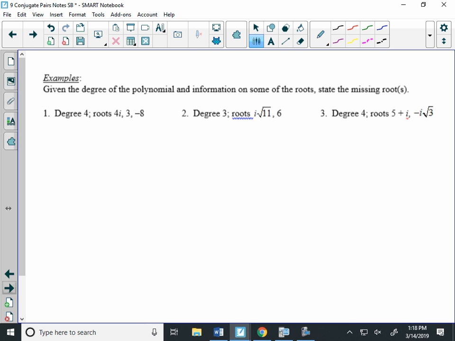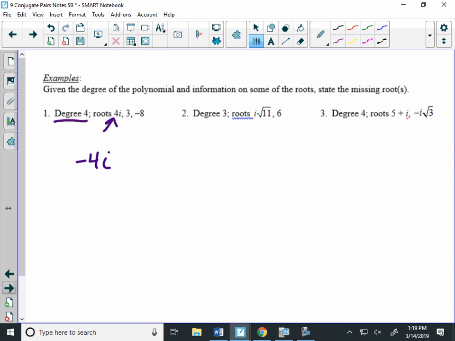So for example, if I have a polynomial of 4th degree, and I know that it has the roots positive 4i, 3, and -8, I'm missing one of the roots. The conjugate pairs theorem tells me that if I have this positive 4i as a root, what other root do I automatically get? -4i. So that's your missing root. The conjugate pairs theorem says if I have one, I get its conjugate. So therefore, this makes sense.